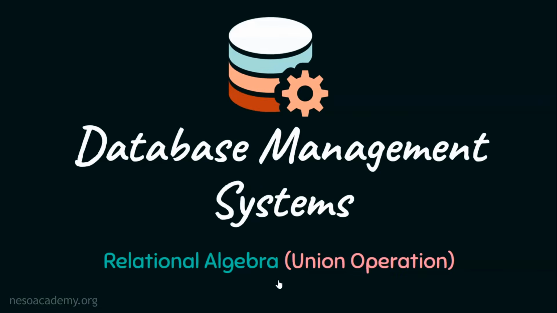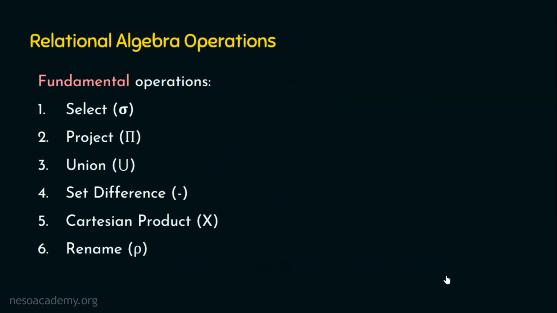In this presentation, we will see the next relational algebra fundamental operation, the relational algebra union operation. We know basically there are 6 fundamental relational algebra operations, and we have already seen the first 2 operations, the select and project operations, in the previous lectures. Now we are going to focus on the third fundamental operation, which is the union operation.